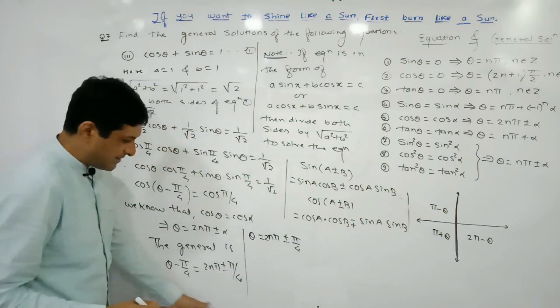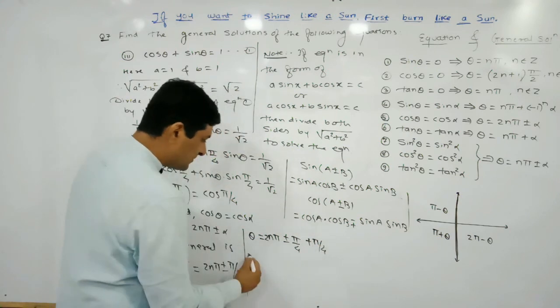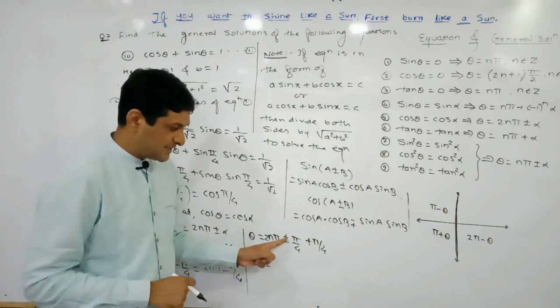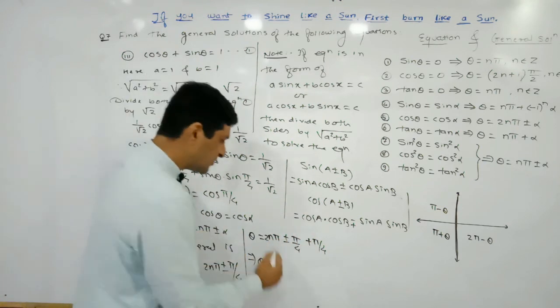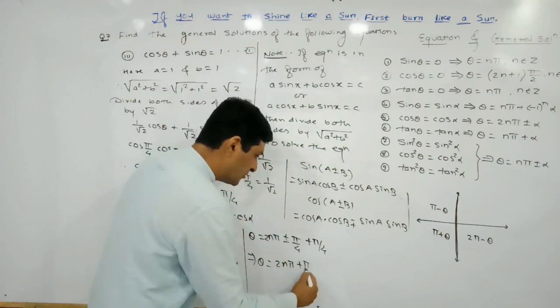This minus pi by 4 on this side will become plus pi by 4. So this implies that theta is equal to, if I am considering here plus, so plus pi by 4 and plus pi by 4 will be pi by 2. Means what we will get? 2n pi plus pi by 2.